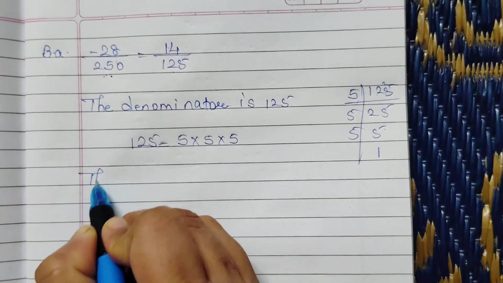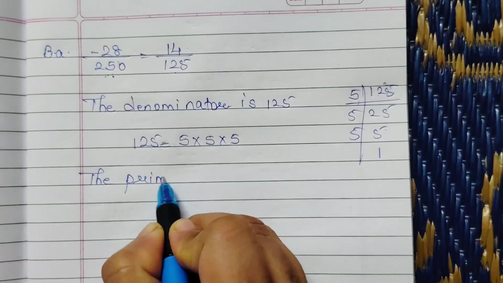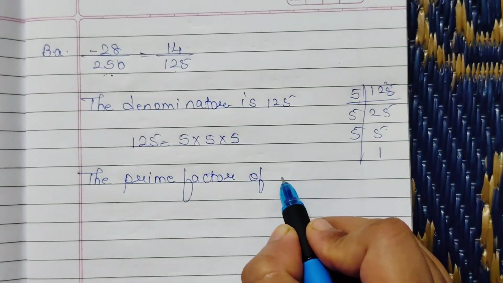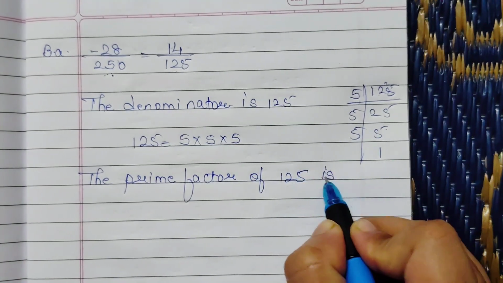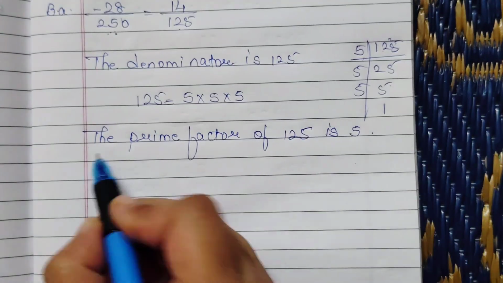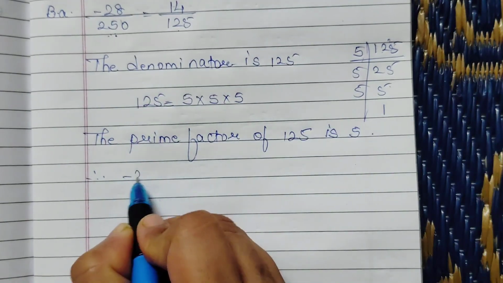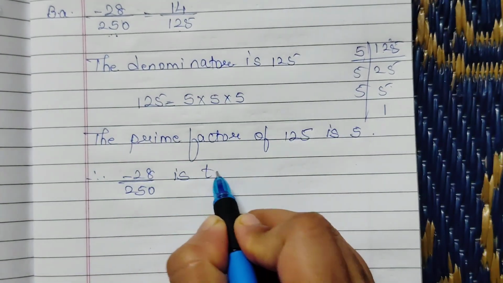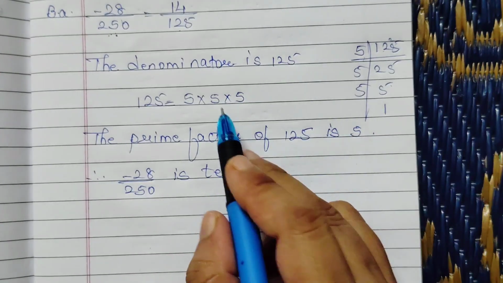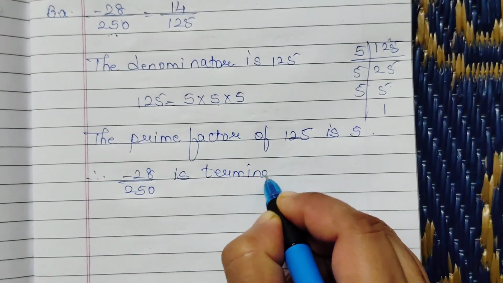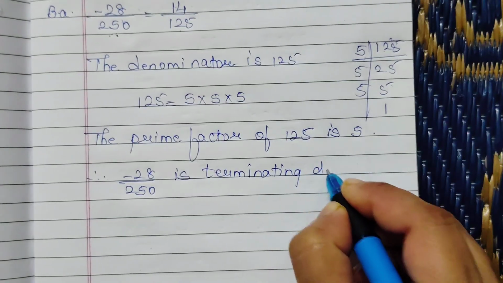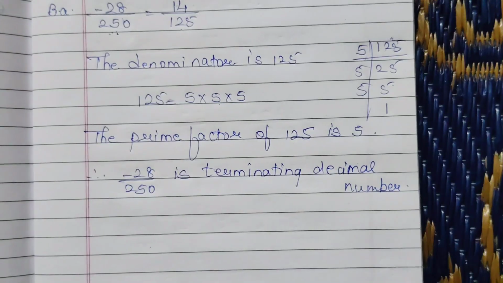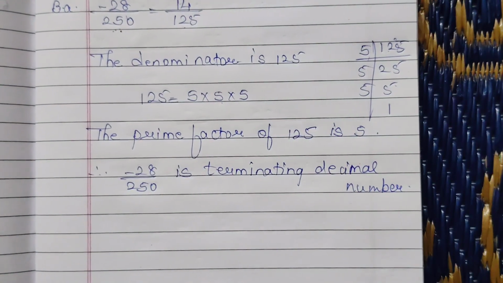Okay. So you are going to write the prime factor of 125 is 5, right? Therefore, this question you can write minus 28 upon 250 is terminating. If you have 2 or 5 as the factor, it is a terminating decimal number. Okay. Now next question.